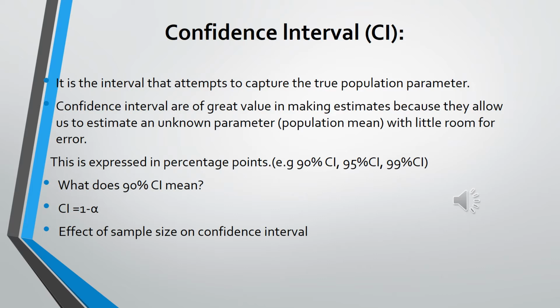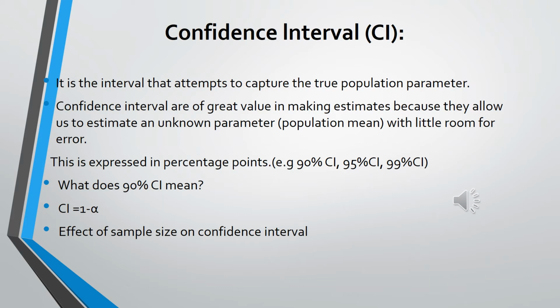Now, another element which will be required to determine the sample size is the confidence interval. So it is the interval that attempts to capture the true population parameter. Or you can say a confidence interval expresses a range of values within which we are pretty sure that our population parameter, that is our population mean, lies.